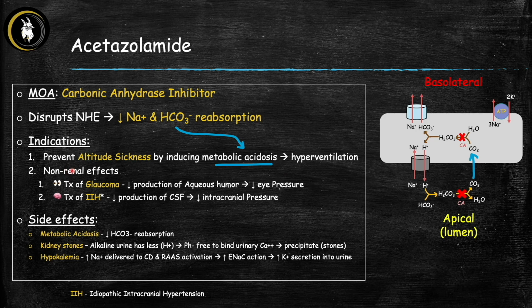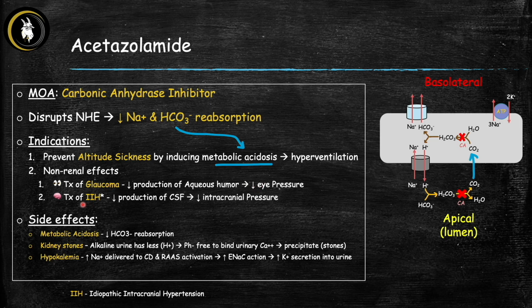The other major indication for using acetazolamide or these carbonic anhydrase inhibitors is because they actually have an important role in production of fluid in the eyes and the brain, and therefore by inhibiting it, you can reduce production of this fluid. So they can be used for treatment of glaucoma. Glaucoma is a condition where you have an increase in the intraocular pressure, and what acetazolamide does is it actually reduces the production of the fluid in the eye, which is known as aqueous humor. This is going to lead to decrease in eye pressure and treatment of glaucoma.